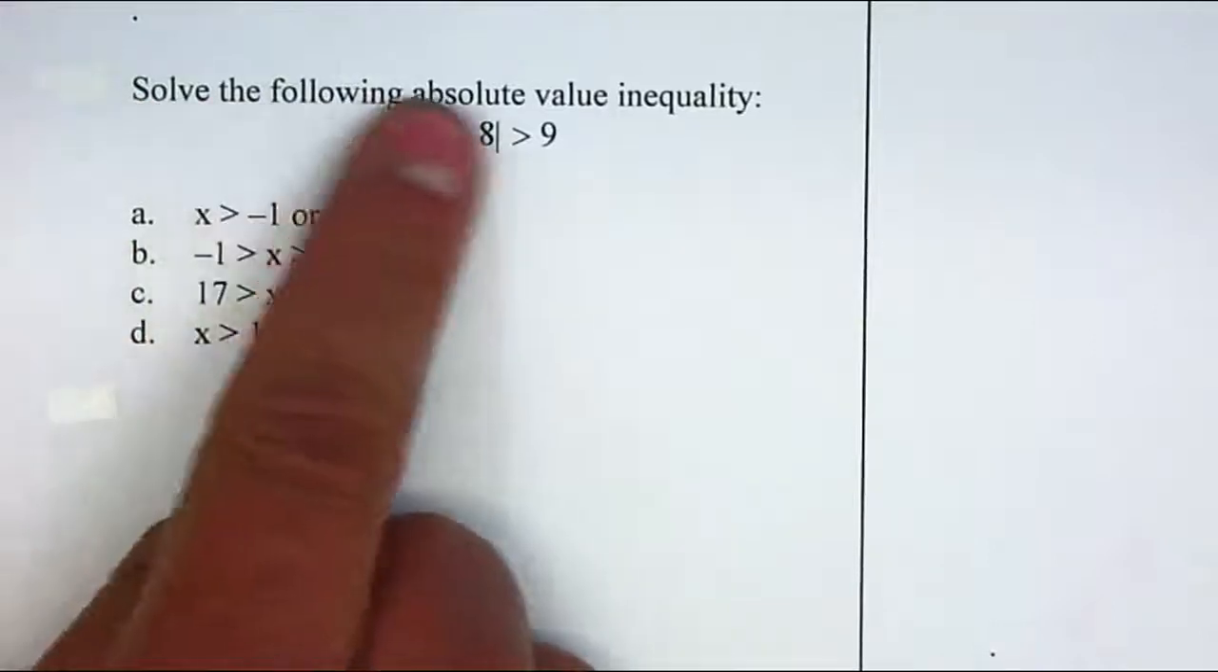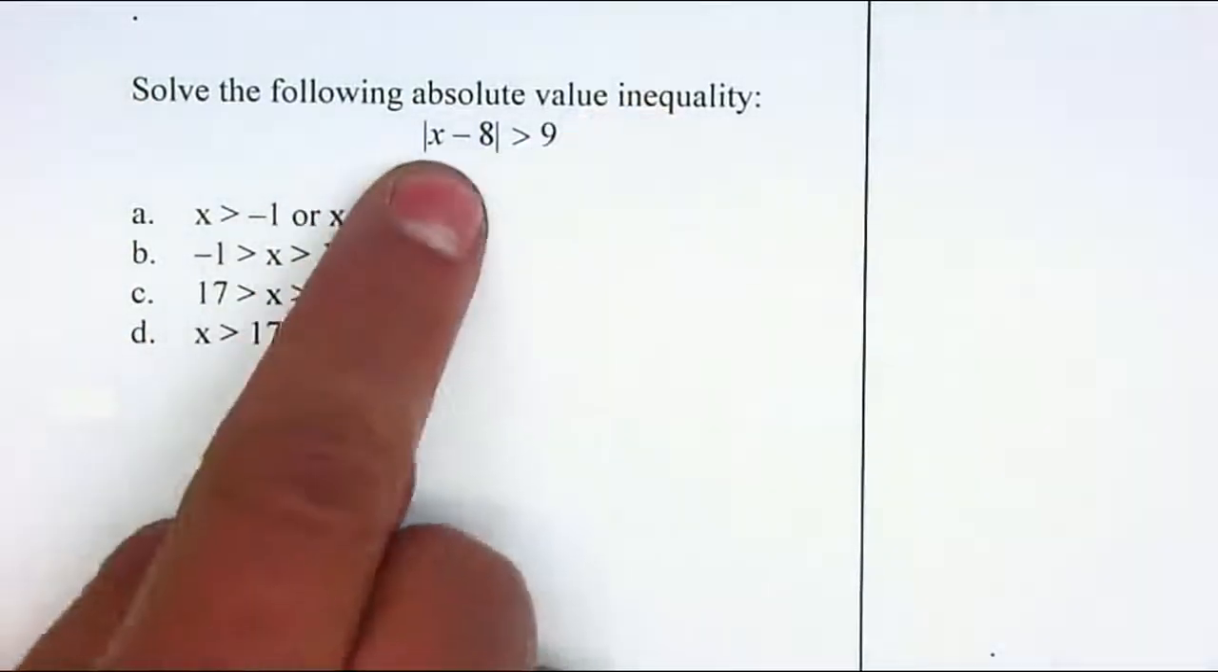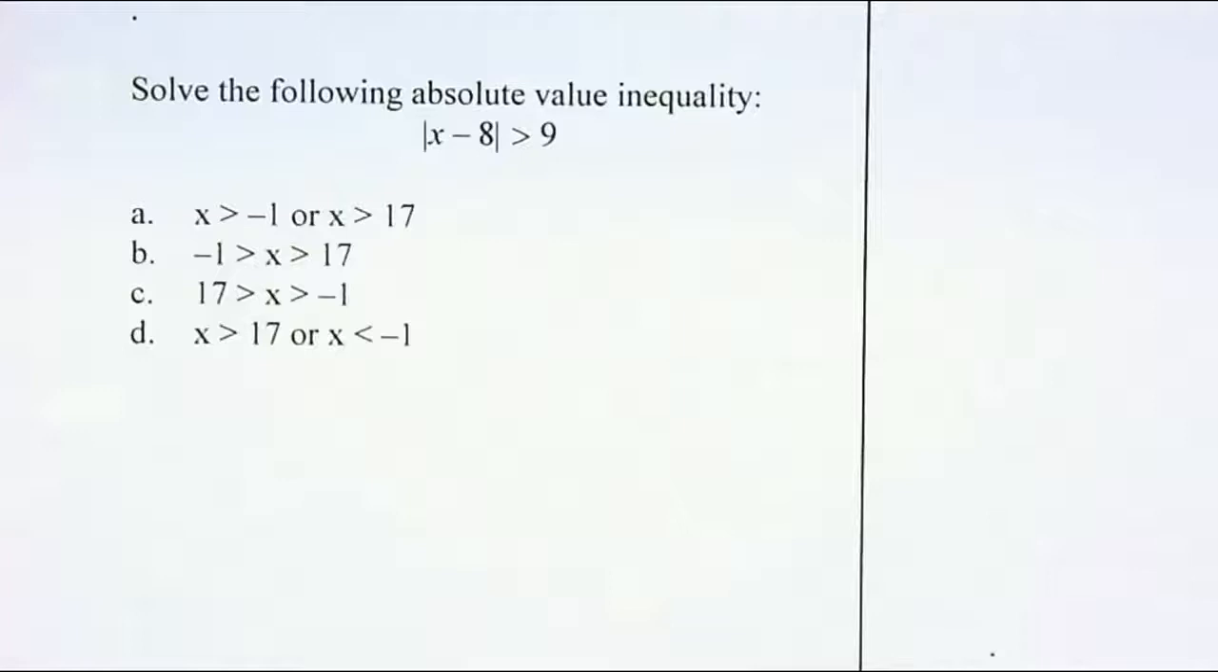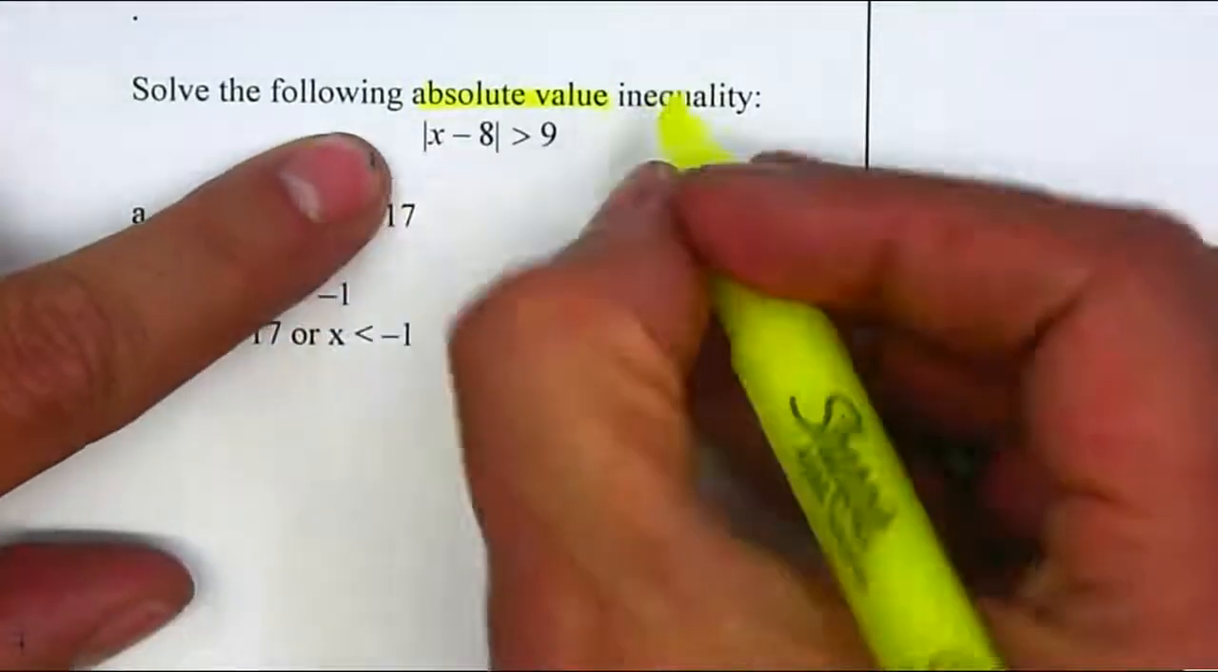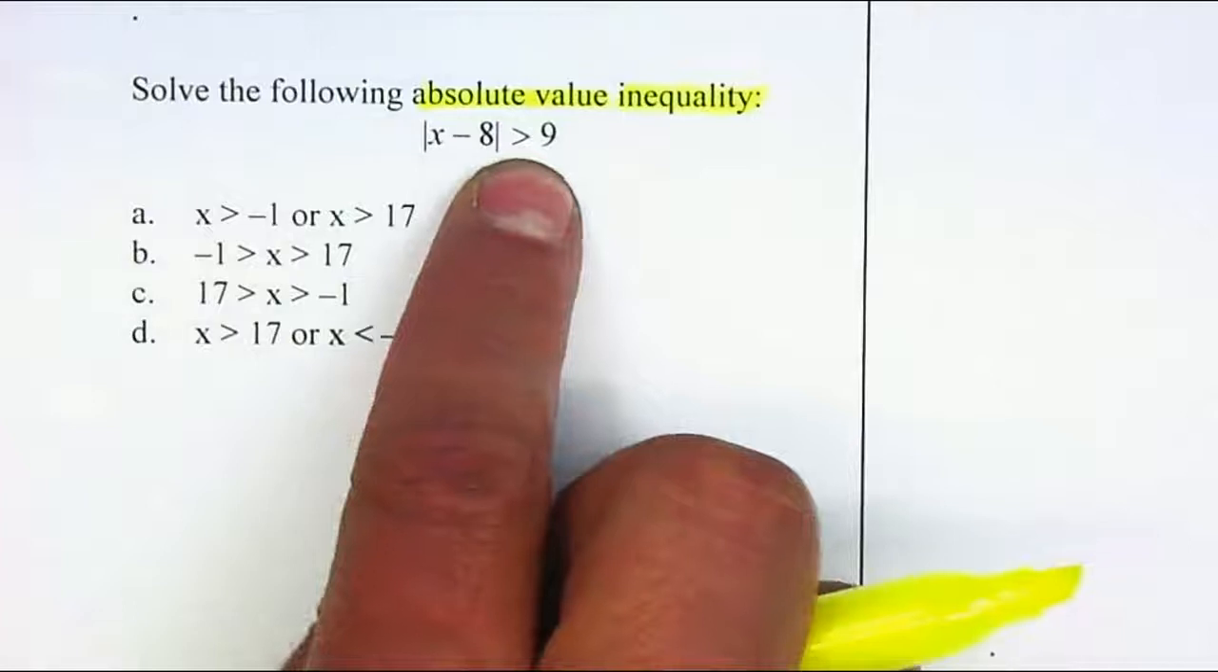Solve the following absolute value inequality. So we have an absolute value, correct? And we also have an inequality. In this case, it's greater than.